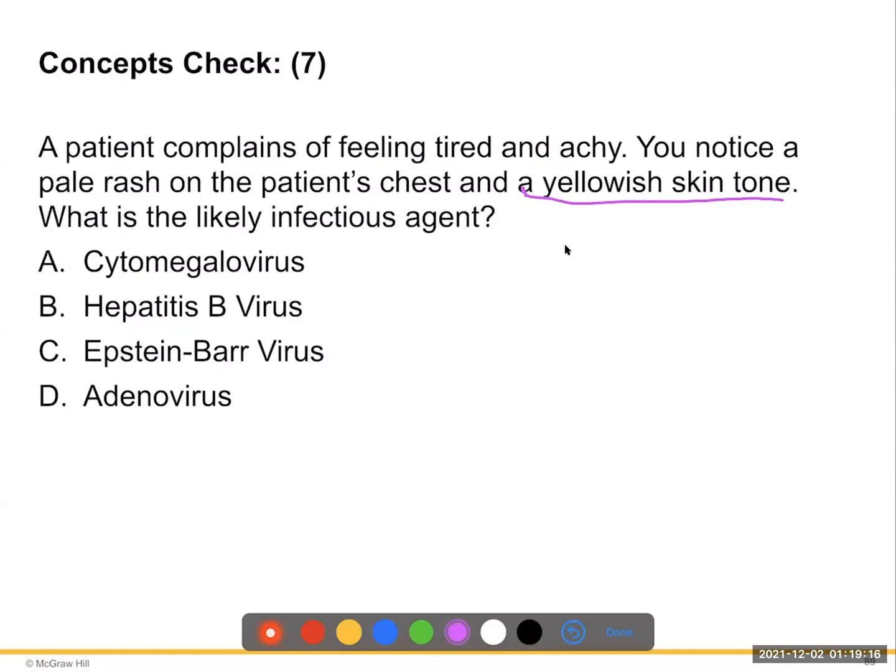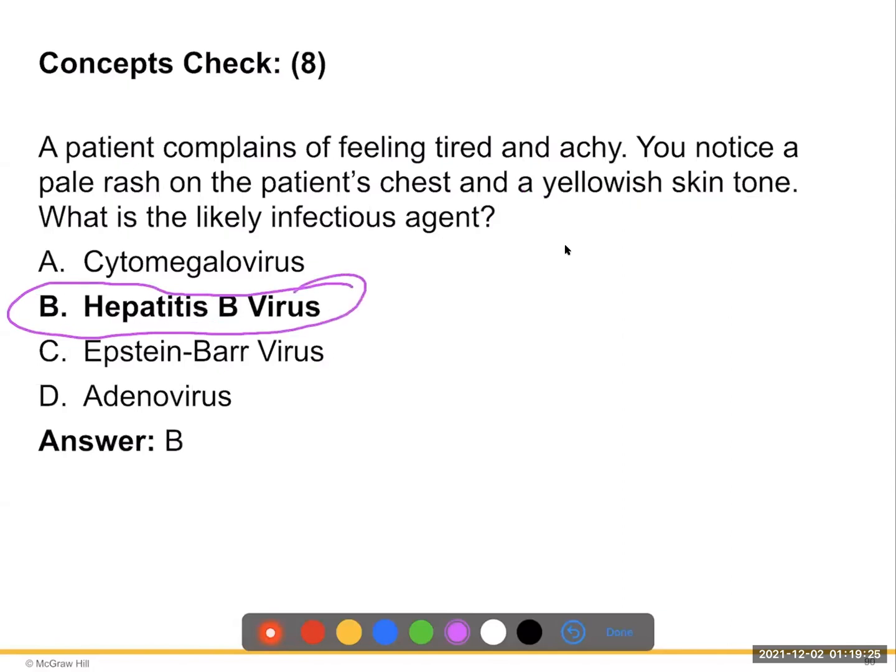Yellow skin tone is jaundice. Jaundice you see with hepatitis B. Okay, the cytomegalovirus can cause a rash, but a yellowish skin tone occurs in the skin and in the eyes. That's from the bilirubin being broken down in the liver from the hepatitis B infection in the liver. So once you see yellowish skin tone or yellowish discoloration in the eyes, you know that's a pretty good idea it's hepatitis B.